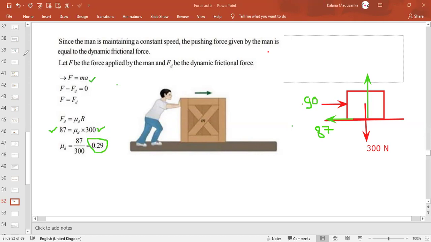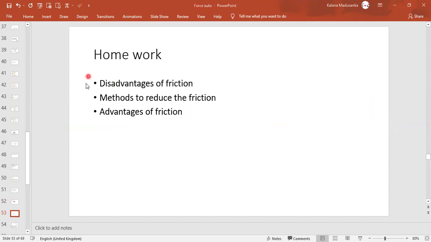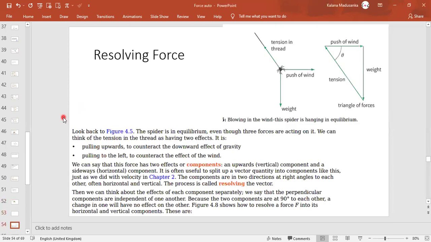Okay, I think that is obvious for you. Shall we move into the next slide? And as homework, you can try to find out what the disadvantages of friction are. You can categorize them and how to reduce those disadvantages. To reduce the heat between the mechanical components, what we are doing is applying oil. That is why we have to oil our vehicles. And the advantages of friction as well.